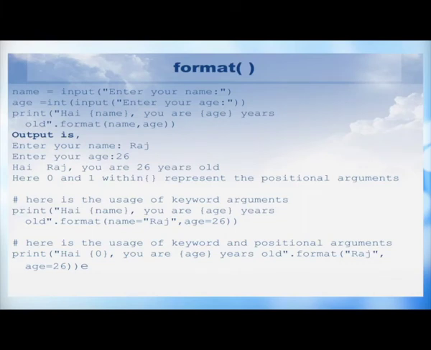Coming to the use of keyword arguments, here instead of reading the name from the user, I am just assigning the name, that is a key value pair. Where name is the key and Raj is the value, again age is the key and 26 is the value. Now we can use name and age as the index, or 0, 1 as the index, or mixed also we can use. So, you can see usage of keyword arguments and also usage of keyword and positional arguments. You just run and see what output you are getting.